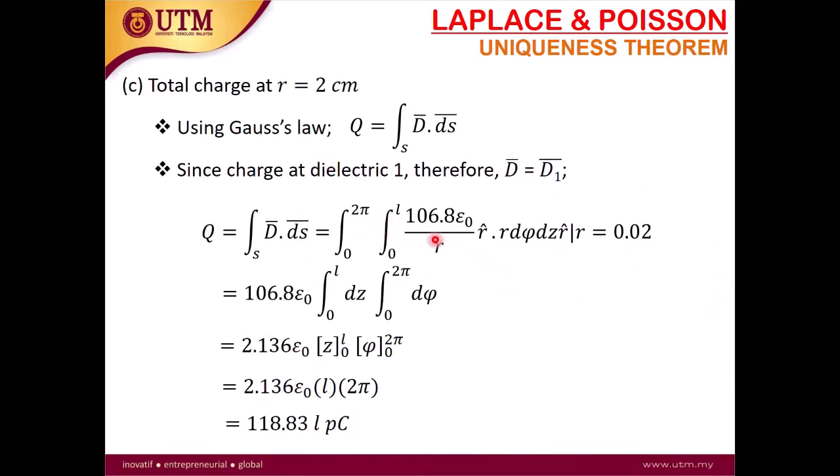We can see here that the R component cancels out. So here we have 106.8 epsilon naught, and then the integration of dz from 0 to L, the length of the cylinder, and d phi from 0 to 2 pi. The final solution for Q is equal to 118.83 L picocoulomb, because we don't know in this case what L is.